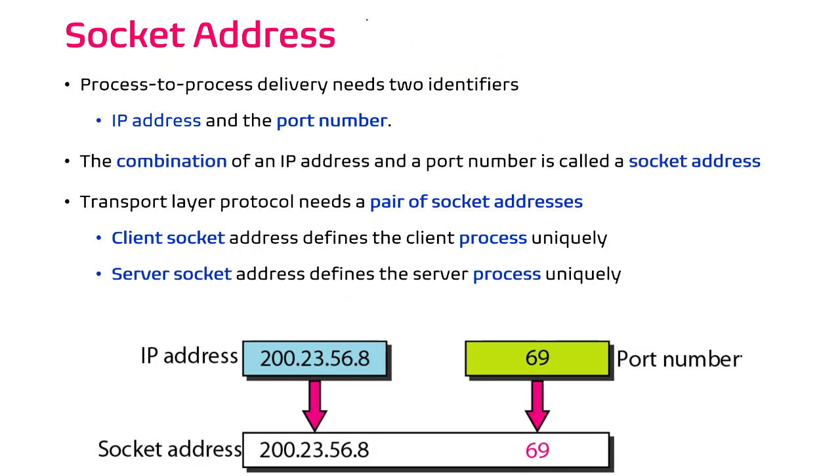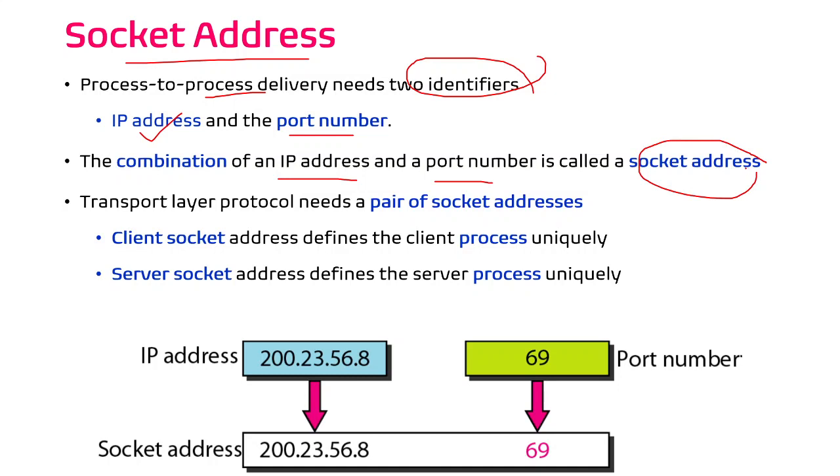What is meant by socket addressing? We have seen in the previous two slides what IP addresses and port numbers are, and the relation between them. Here we are going to see the same thing as a socket address. Process-to-process delivery needs two identifiers, as I said earlier. One is the IP address, to identify a particular host among different hosts, and the other is the port number, to identify a particular port at the destination end among the different ports that have been opened. The combination of the IP address and the port number is called a socket address.